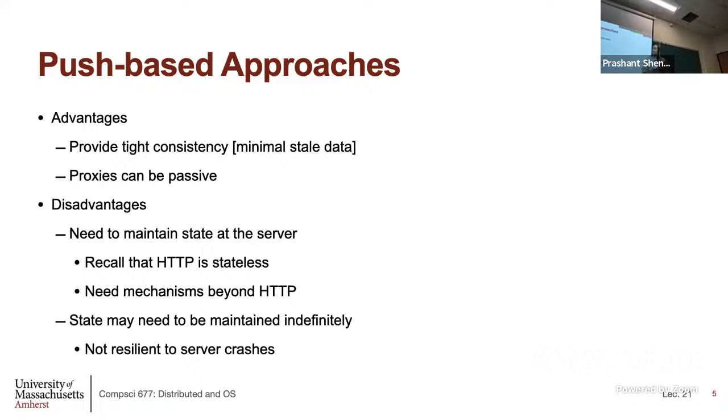That's a problem because fundamentally HTTP is a stateless protocol. HTTP does not by itself require the server to keep any state. So adding this state will require you to use mechanisms that go beyond HTTP to implement server push-based cache consistency. You can't do this just with HTTP. We'll see some ways to deal with this, and the state may need to be maintained indefinitely. If the server crashes and comes back up, and the state was kept in memory, the state is gone. Then when the server reboots, you don't know which proxies have what content, so you can no longer send these messages. So state actually has to be stored on disk, which introduces additional overheads.